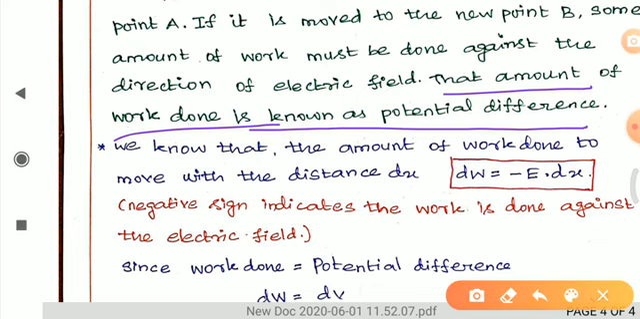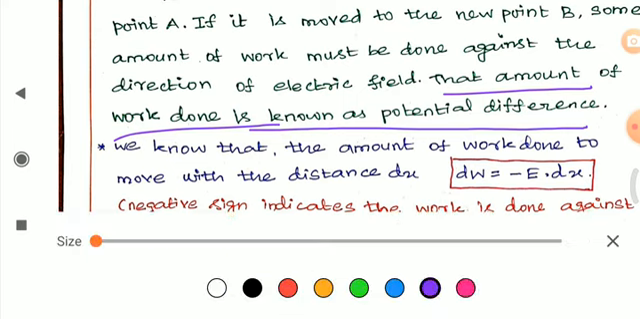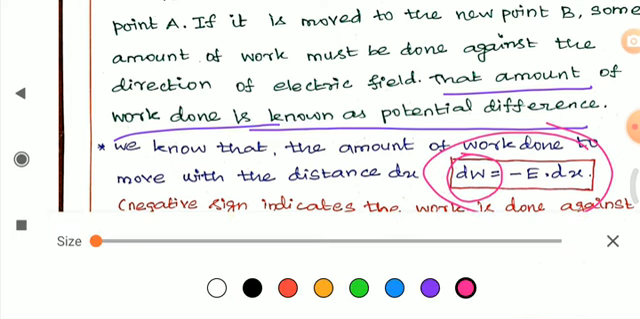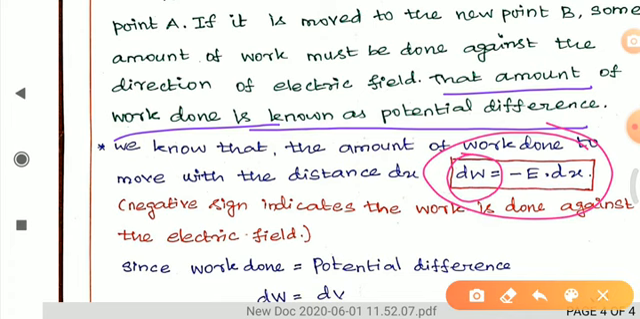Now what is the amount of work done? The amount of work done will be given by the formula dW is equal to minus E dot dx. What is dW? The small amount of work done to move the unit positive charge in a small displacement. That's why dx is the small displacement. So I have written dW is equal to minus E dot dx.